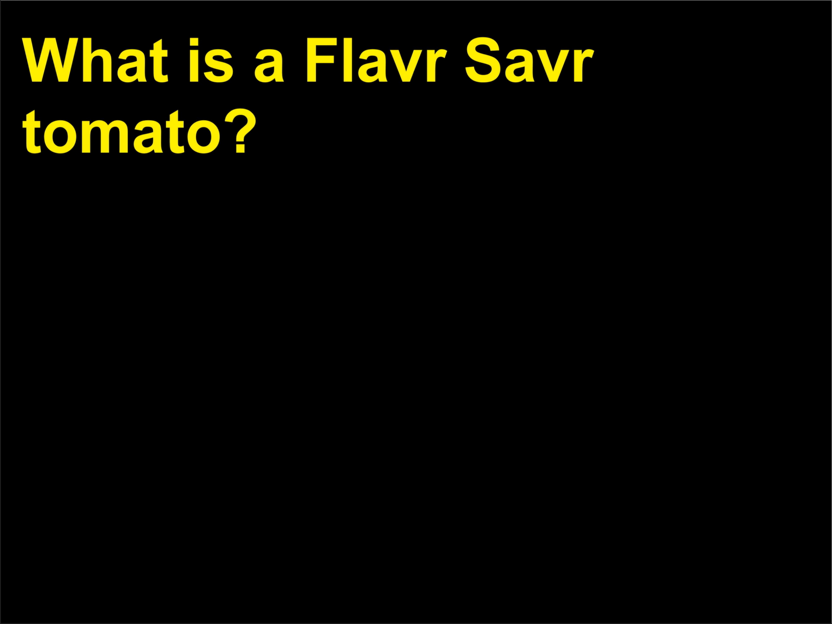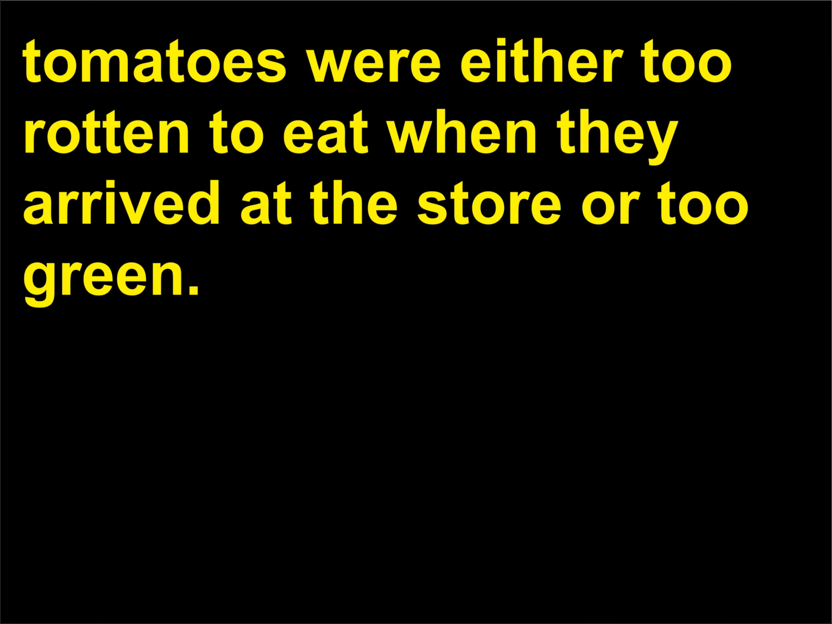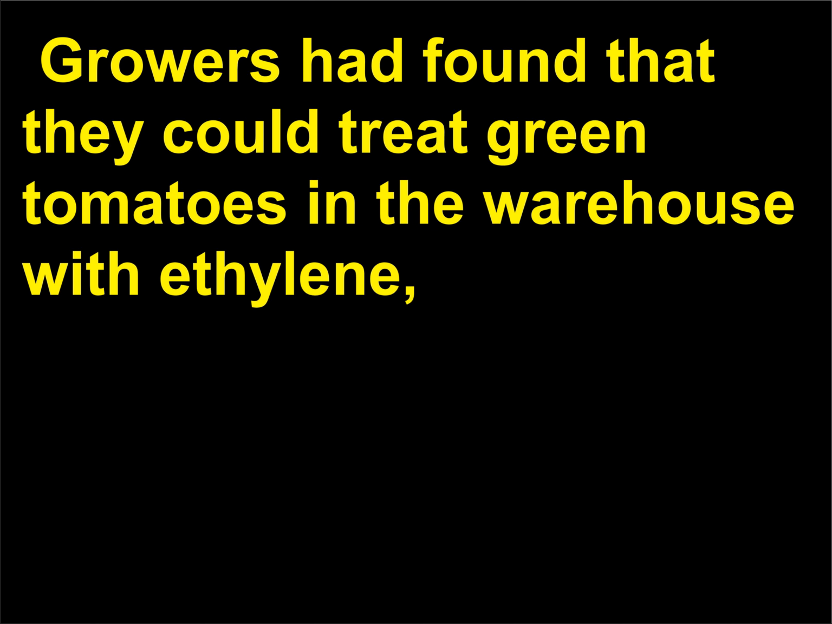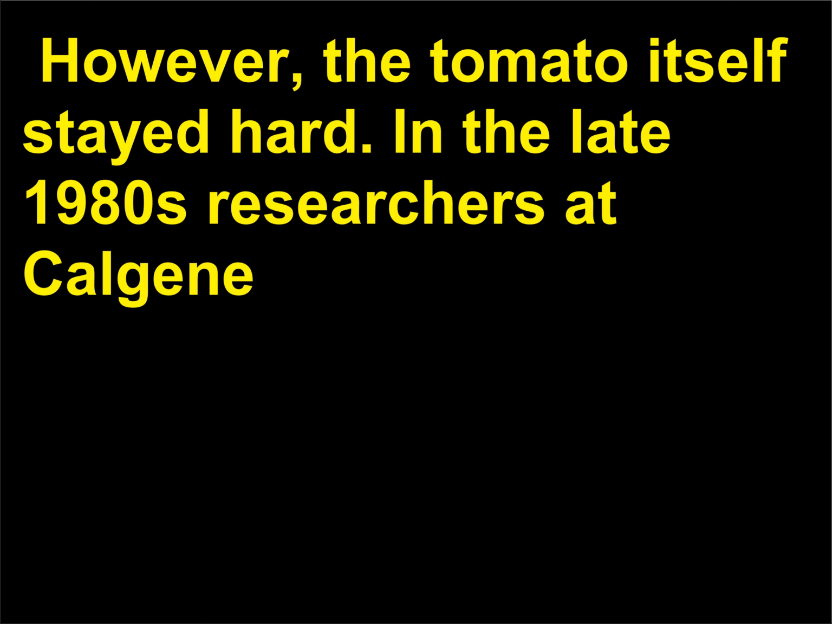What is a Flavr Savr tomato? The Flavr Savr tomato was produced in response to consumer complaints that tomatoes were either too rotten to eat when they arrived at the store or too green. Growers had found that they could treat green tomatoes in the warehouse with ethylene, a gas that causes the tomato skin to turn red. However, the tomato itself stayed hard.